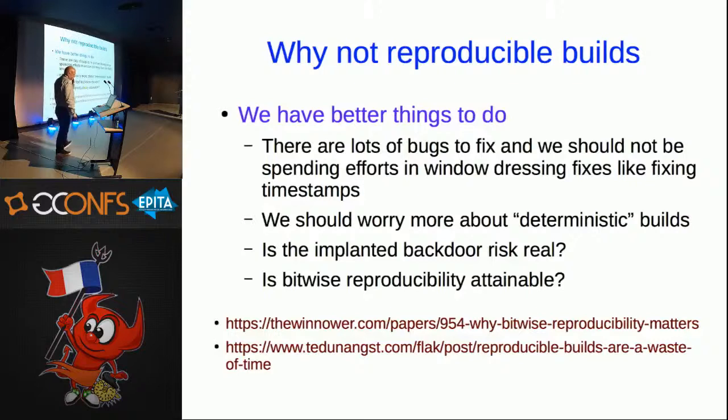That makes life really complicated for everybody, because you end up with a CD-ROM that looks like an onion. You have to keep picking and taking things apart until you find out why the checksum of that CD-ROM doesn't match the one you just built right now. Yes, the implanted backdoor is real, but it's getting less important if you sign things. And bitwise reproducibility is attainable. Lots of open source products, if you look at reproducible-builds.org, have achieved that.